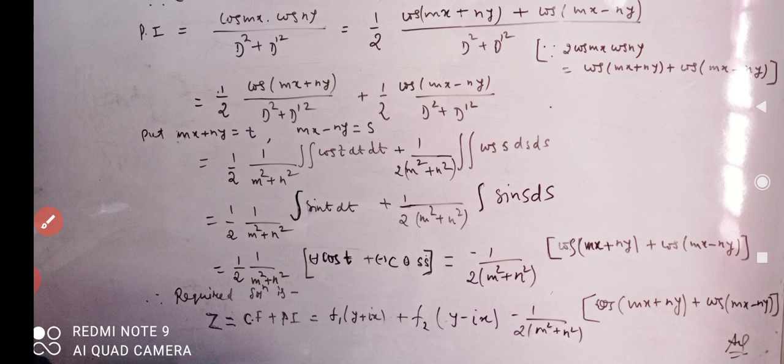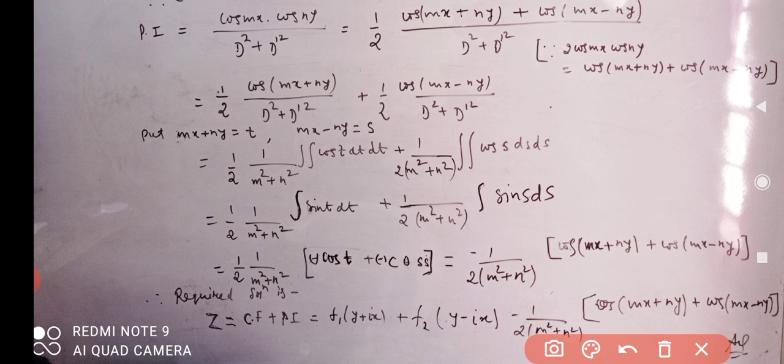Now this function becomes half times 1 by m square plus n square, double integration of cos(mx plus ny), that is, double integration of cos t dt dt. We use the double integration because we have D square. Then plus 1 by 2(m square plus n square), double integration of cos s ds ds. Since the double integration is applied, we will integrate one by one.